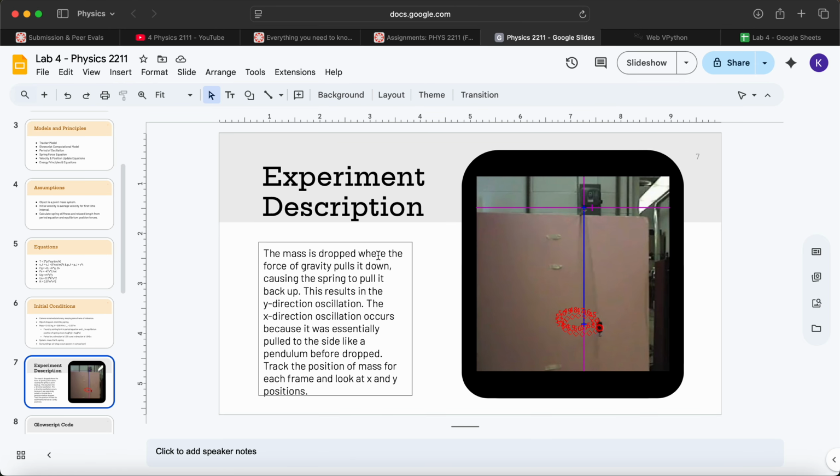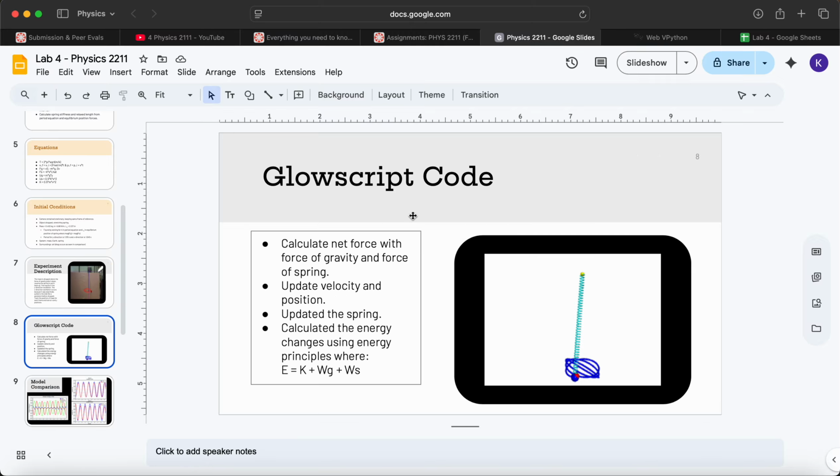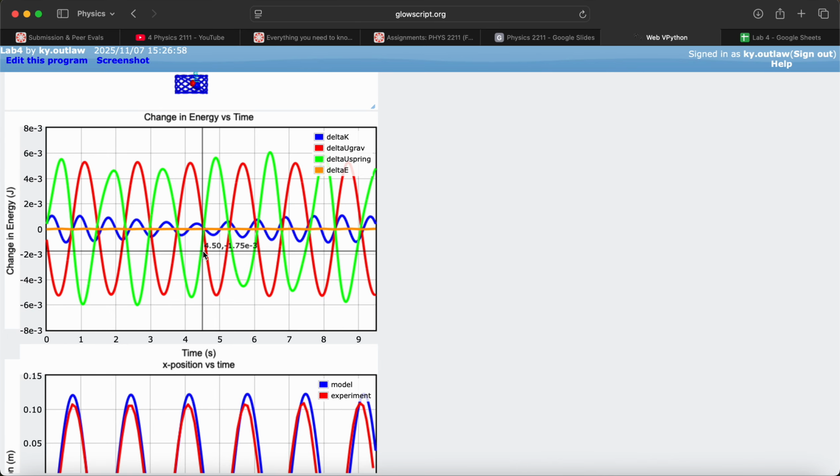So in our experiment, we would drop the mass from an angle to the side, and gravity would pull it down, and that would be our y direction oscillation. Because we started from the side, it would also swing like a pendulum, causing our x direction oscillation. Then we track the position from the center for each frame and look at the x and y positions. In our GlowScript code, we calculate the net force, update the velocity and position, update the spring, and then calculate the energy changes using energy principles. So we can see that here.